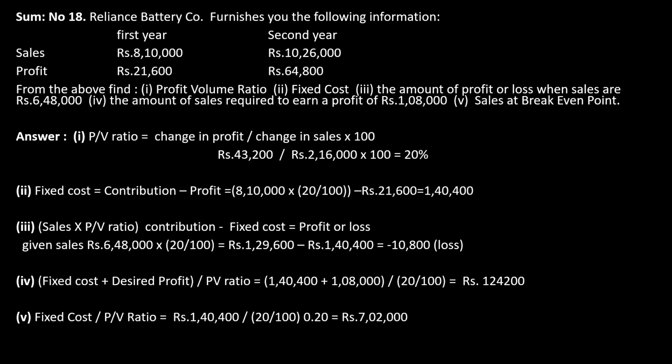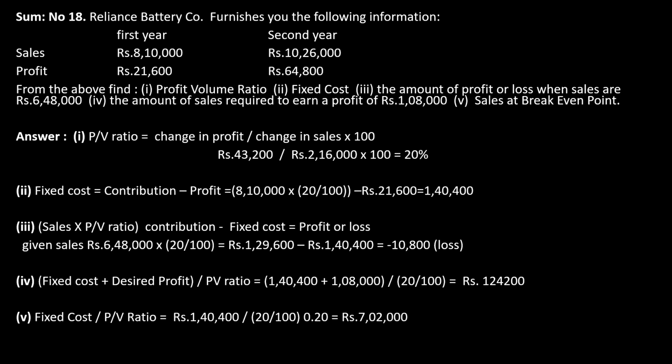My fixed cost is 140,400. My given profit is 1,08,000 divided by PV ratio. I'll get 1,24,200. That will be my amount of sales. Is it clear? To get a profit of 1,08,000. Okay.